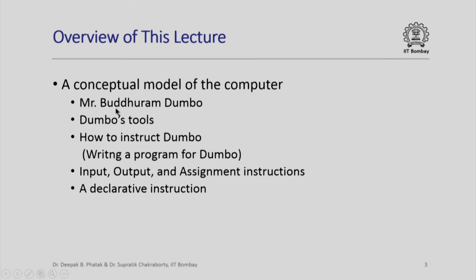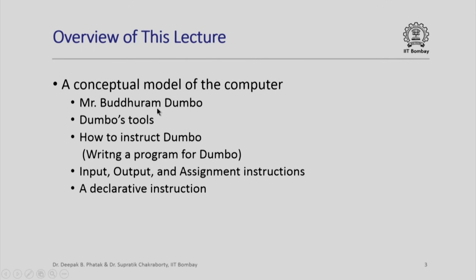His name is Mr. Buddhuram Dumbo. Buddhuram is a Hindi word which actually rhymes with Mr. Dumbo in English. It is a simpleton character, not very intelligent, cannot think on his own. However, he can diligently perform the actions that he is capable of performing, provided we give him instructions for doing each and everything. In short, Mr. Buddhuram Dumbo does not do anything on his own.